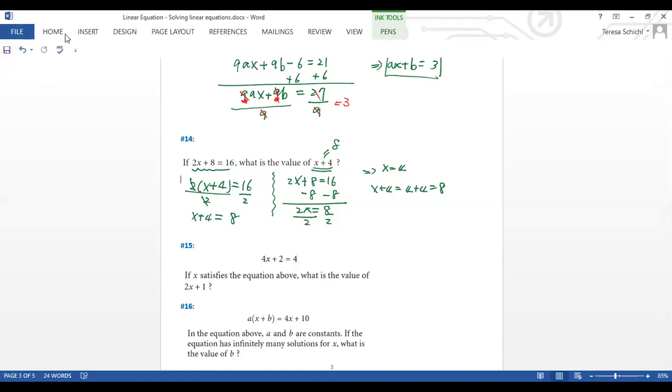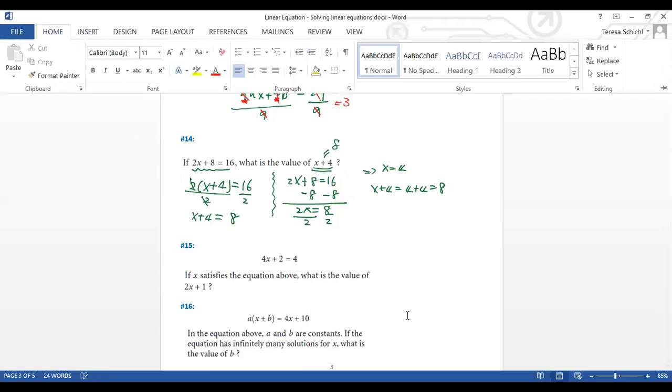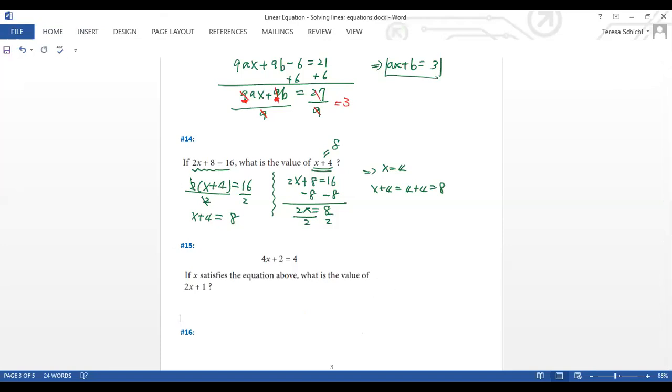Let's take a look at the next ones here. It's the same thing. That's why, like I said, almost every year they always have this type of problem. Those are questions that are pretty easy, but basically want you to spot the relations, right? So here, this is a 2x plus 2. I'm looking for the 2x plus 1 here. So you say 4x plus 2 is equal to 4. I'm looking for 2x plus 1.